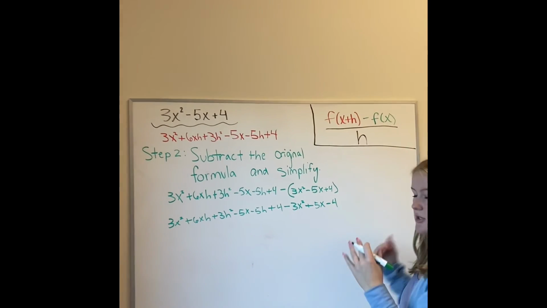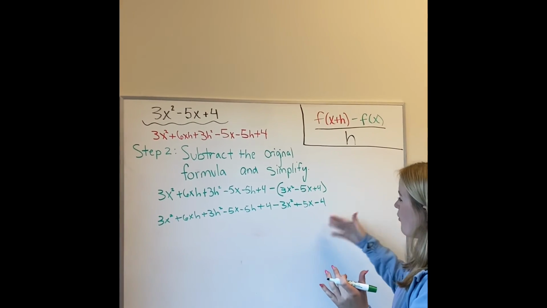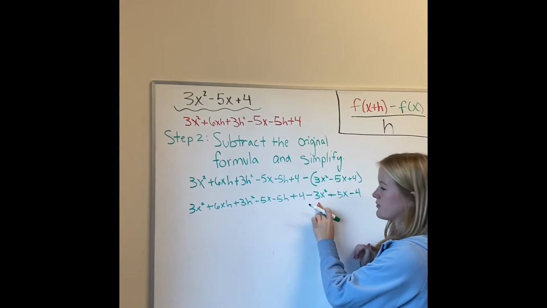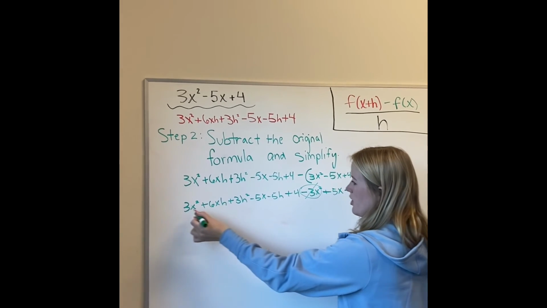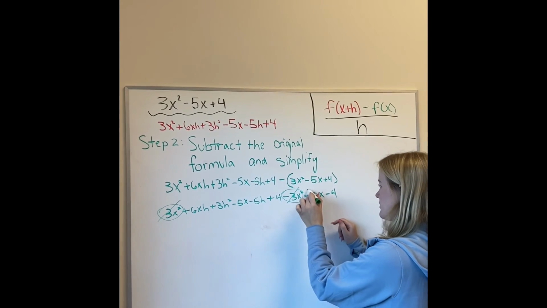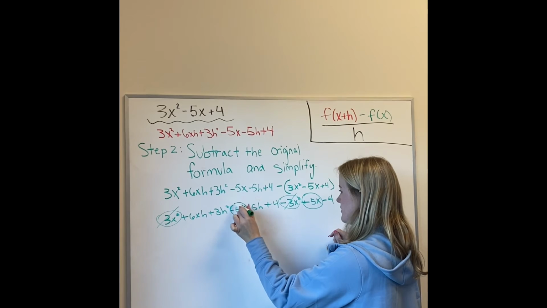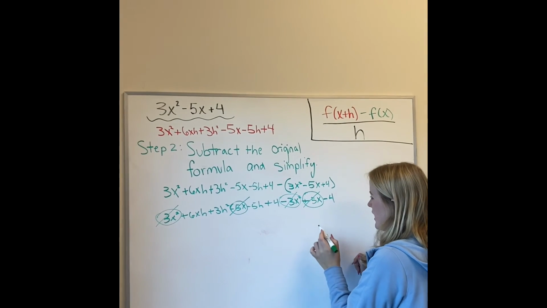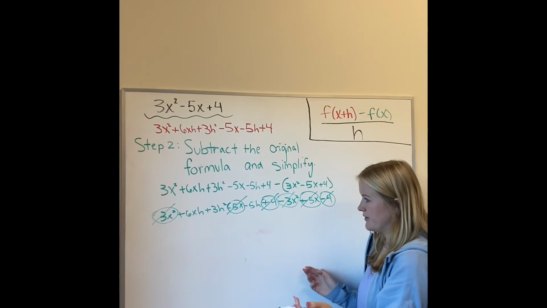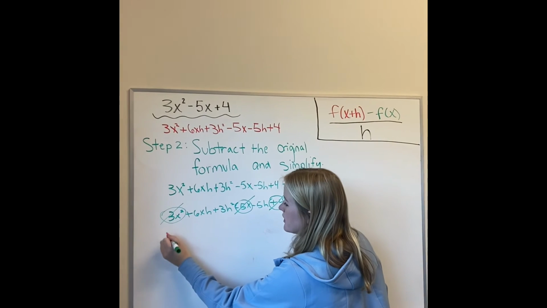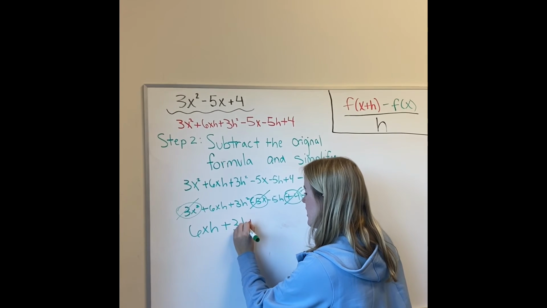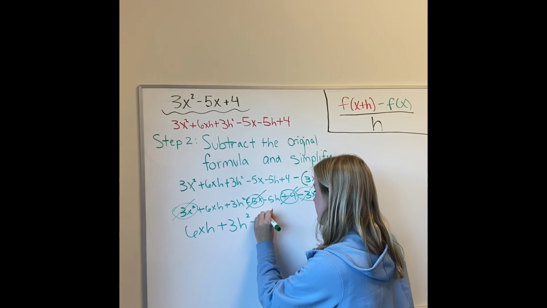Okay, so now we're going to simplify. We're going to see what cancels out. So we have a positive 3x squared and a negative 3x squared. Those are going to cancel out. Next, let's see. We have a positive 5x and a negative 5x. Those are both going to cancel out, as well as a negative 4 and a positive 4. Those are both also going to cancel out. So then we're going to be left with 6xh plus 3h squared minus 5h.